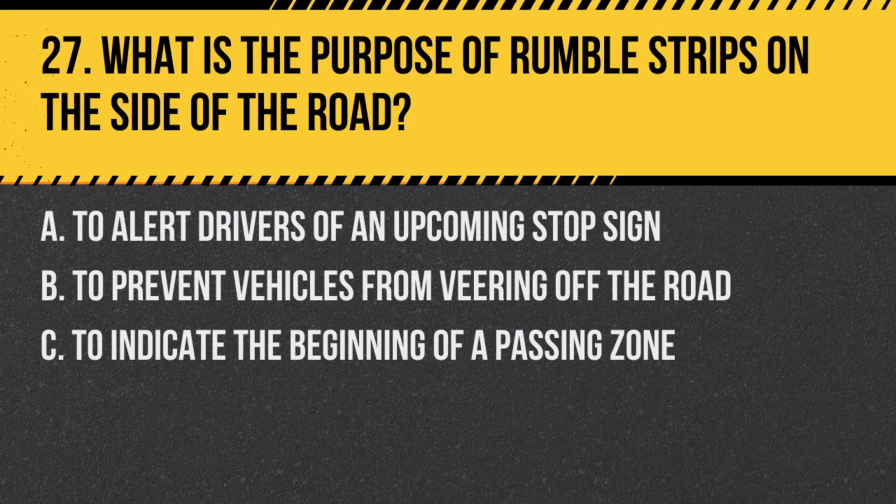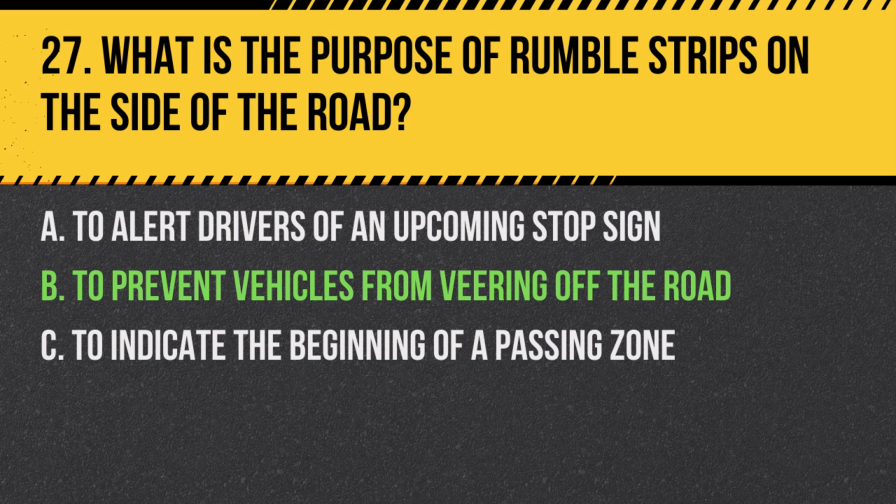Question 27. What is the purpose of rumble strips on the side of the road? A. To alert drivers of an upcoming stop sign. B. To prevent vehicles from veering off the road. C. To indicate the beginning of a passing zone. Answer. B. To prevent vehicles from veering off the road.